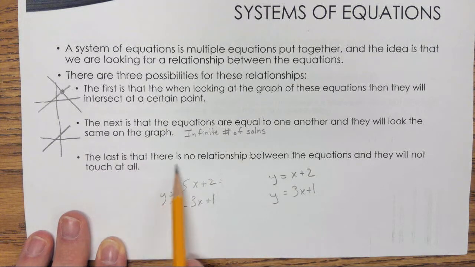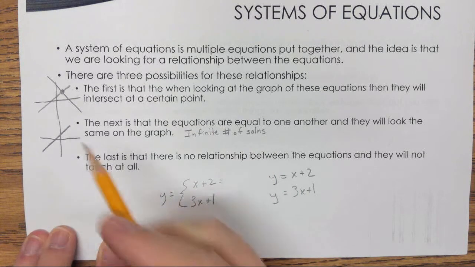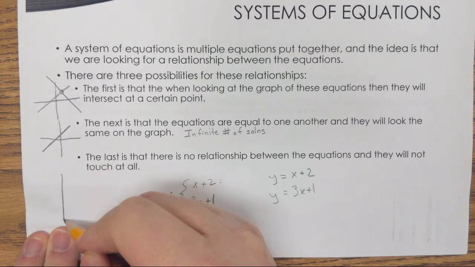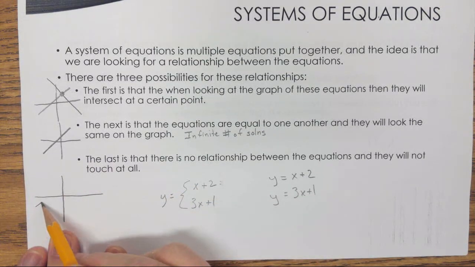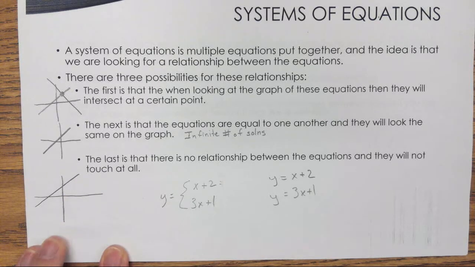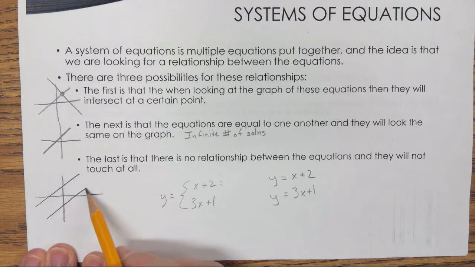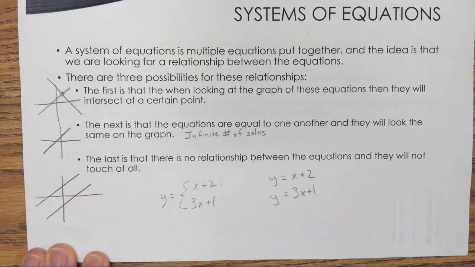The last is that there's no relationship between the equations at all, and they will not touch. Okay, so with that, something like that might look like this. So if we're dealing with lines, then we've got a line, and then the other line that we graph will be parallel to the line. So it'll look like that. They're not ever going to touch, so on and so forth. Okay.